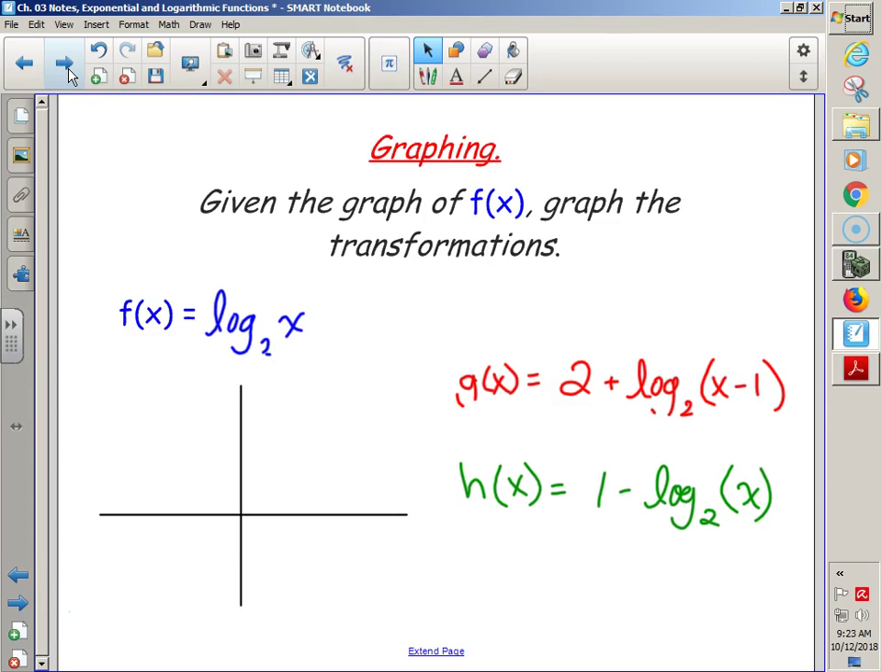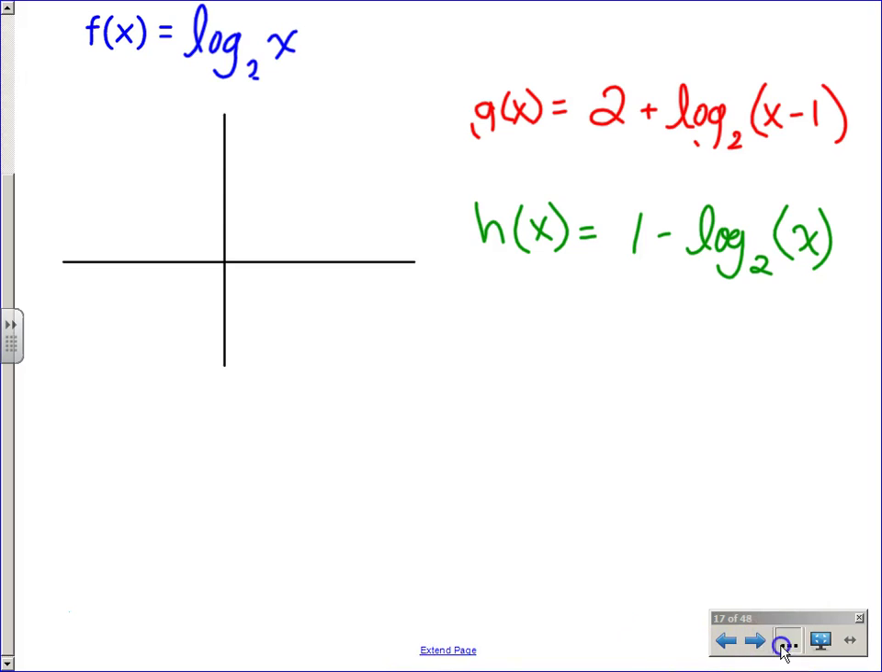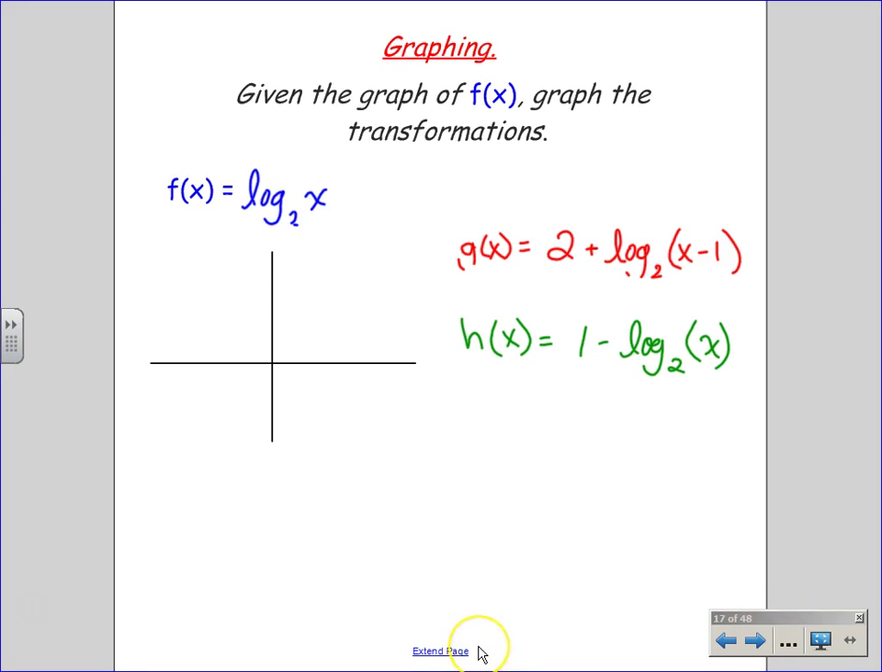First things first. If you want, get out 3 colors, or 2 colors and a pencil. First things first, graph the parent function. Apply the general characteristics to log base 2 of x. I want you guys to get me at least 3 points and an asymptote. I'm not giving you tons of time, but use the general characteristics, the general patterns that I showed you on the page before.